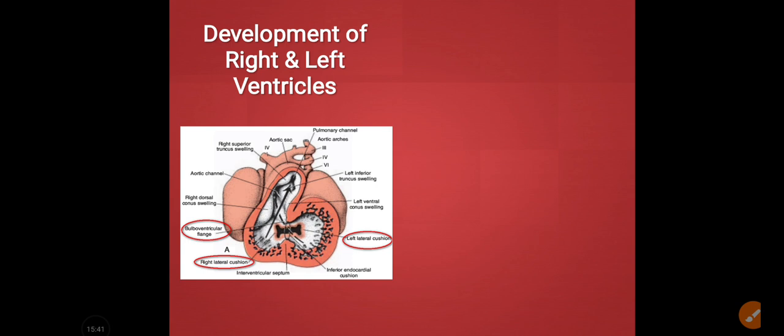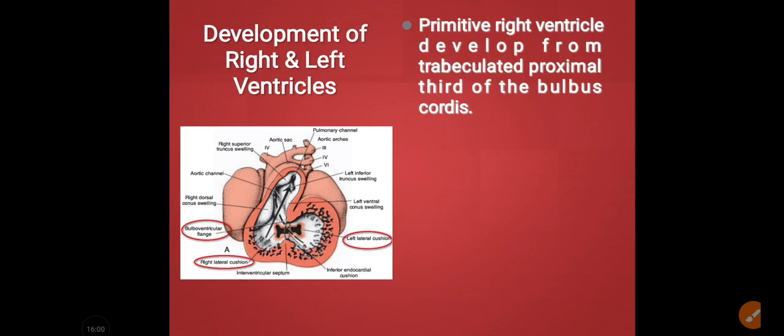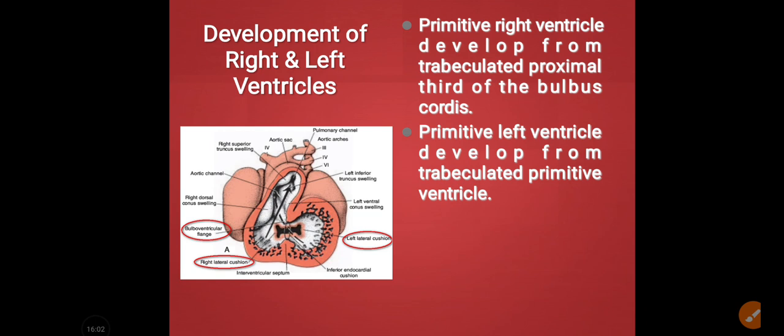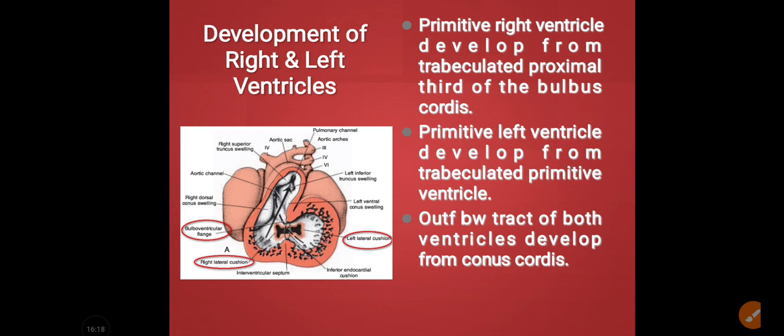So the rough part of the right ventricle develops from bulbus cordis, while the rough part of left ventricle develops from the primitive ventricle. The smooth part of both ventricles develops from conus cordis.